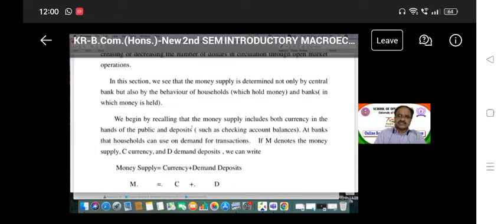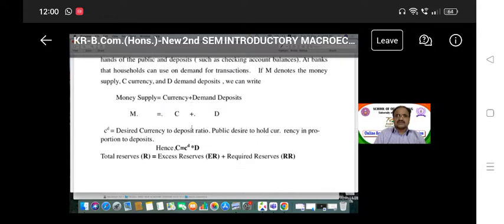What is the supply of money? That we already discussed. Money supply is equal to currency plus demand deposits. Currency is the currency held with the public, and demand deposits are the different demand deposits. So we can observe that CD measures the currency to deposit ratio. M is equal to C plus D. What do we call C, currency? Currency, that is, you can say CD multiplied by D. Here you can write it.